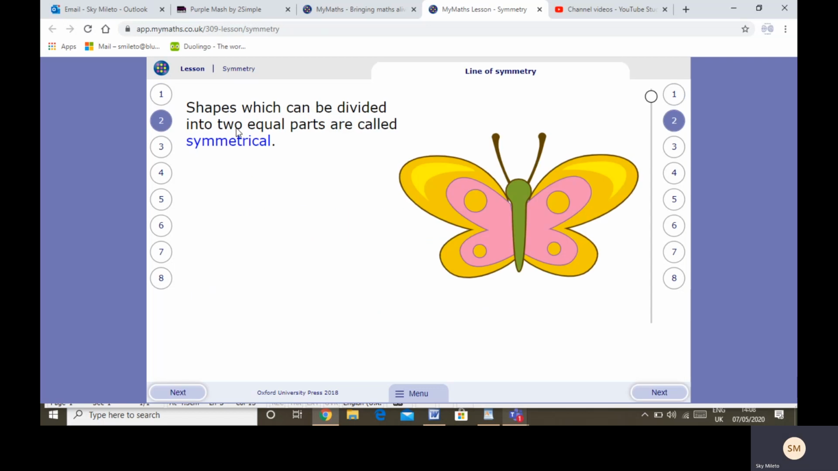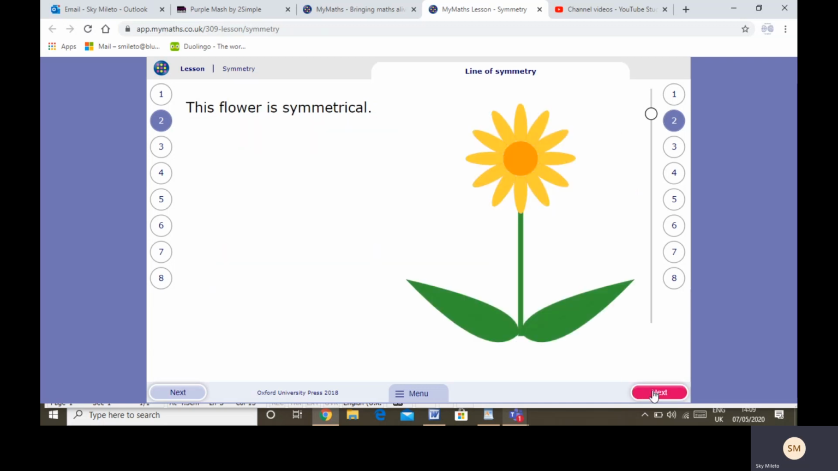A shape which can be divided into 2 parts is called symmetrical. So, the dividing line, which can divide one half from the other half, is called the line of symmetry. We can see that this half of the butterfly looks exactly the same as this half of the butterfly. Let's have a look at some more symmetrical things.